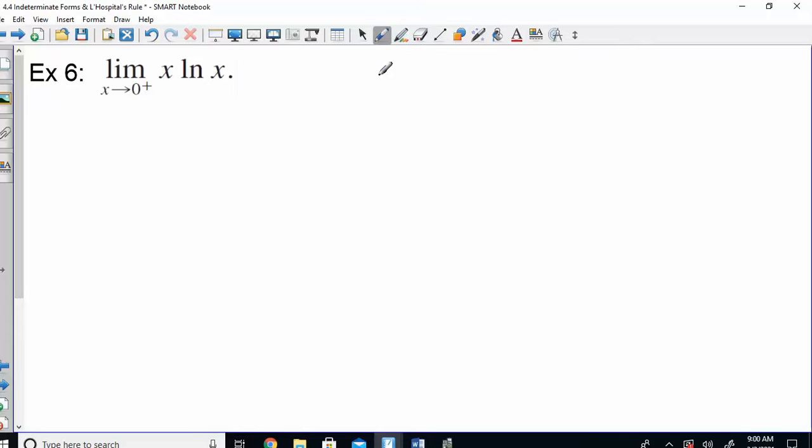So if I'm looking at this, x is just going to 0. The natural log of x, keep in mind if you need to, the natural log graph looks like this. So as you're approaching 0 from the right, it's going to negative infinity. So do we know for sure what this is going to go to then? No, it's an indeterminate form.